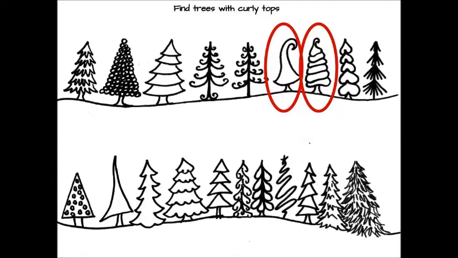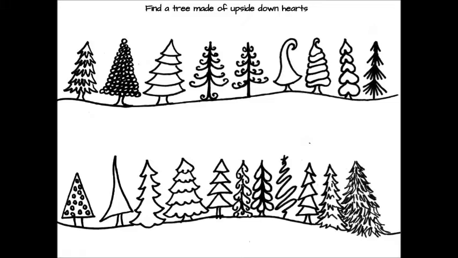Now, one of these trees, when I drew it, I thought about hearts and stacking upside down hearts. See if you can spot a tree that is made of upside down hearts. So this is the one I drew while I was thinking of upside down hearts. The one right beside it, I think looks like the top. If I drew an ice cream cone on the bottom, it would look like a giant Dairy Queen ice cream.